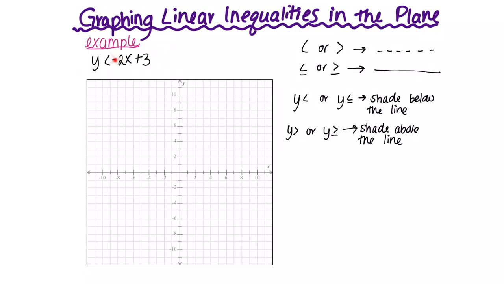So when I look at this guy here, I'm going to plot the line y equals negative 2x plus 3. There's no underline, so I'm going to use a dashed line here. And then this is a less than symbol, so I'm going to shade below the line. What this is doing is shading every coordinate point such that if I plugged in the y and the x, it would make a true statement. So let's go ahead and do this.